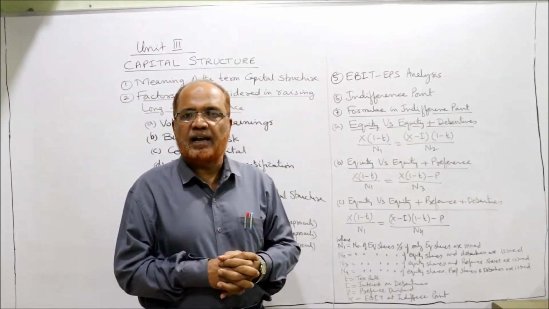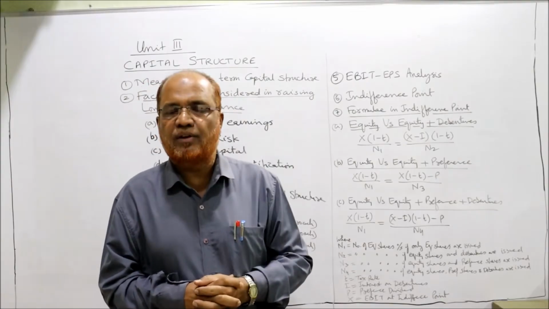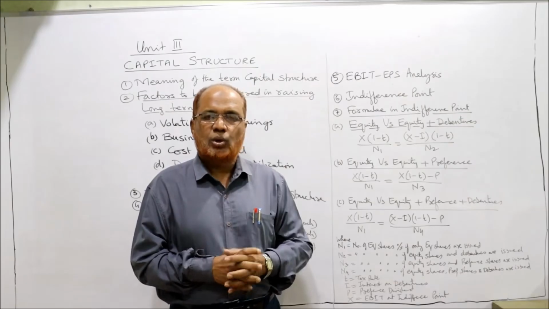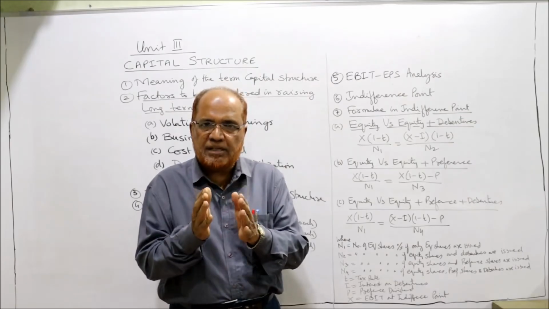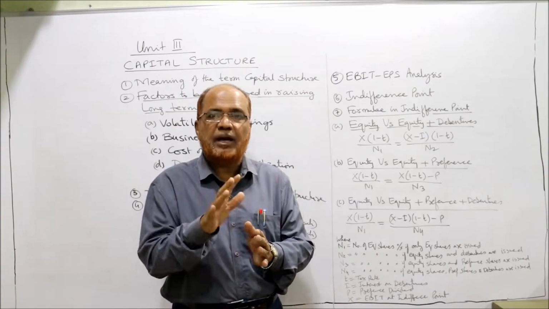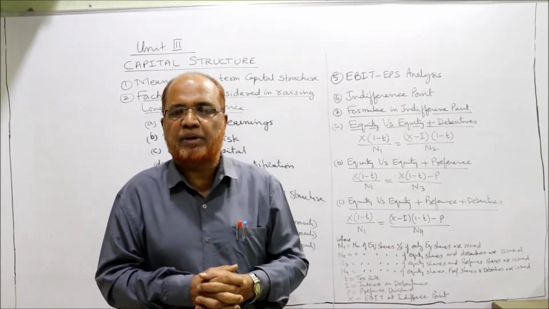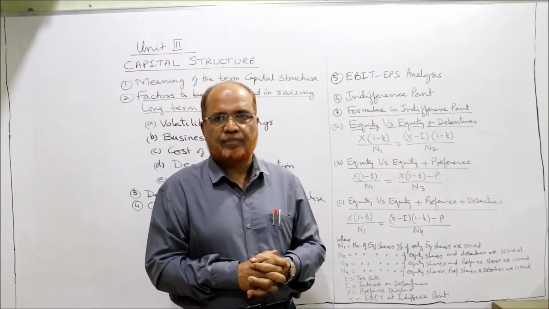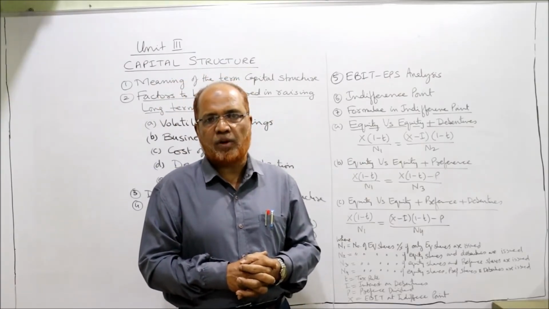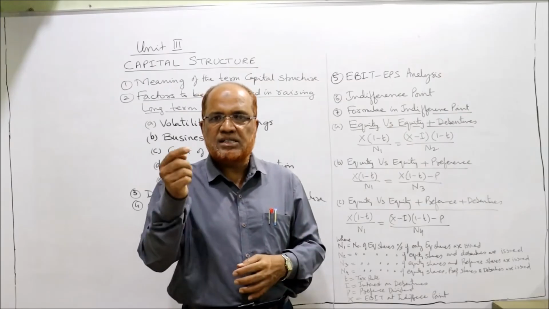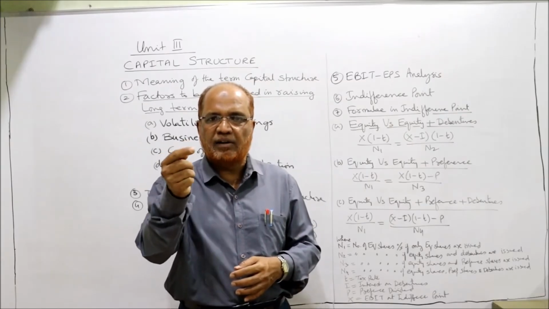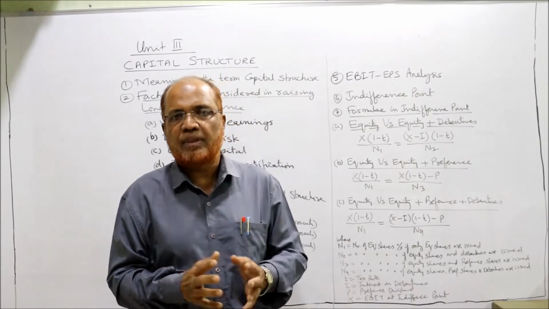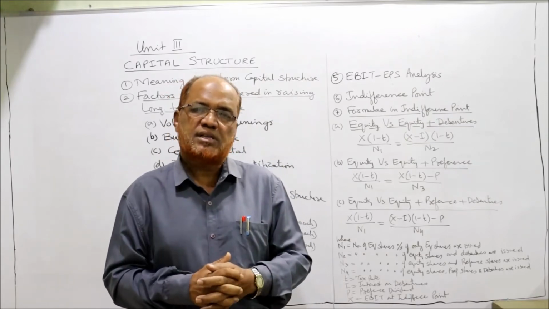Indifference point is that level of EBIT at which two different financial plans will give the same EPS. दो फाइनेंशियल प्लान्स का EPS सेम होगा, तो कितने EBIT लेवल के ऊपर दोनों प्लान का EPS सेम होगा, वो EBIT लेवल को कहते हैं इंडिफरेंस पॉइंट. That level is called indifference point. So in simple words, it is that EBIT at which two plans will give the same EPS.